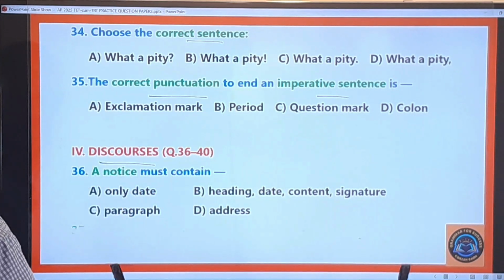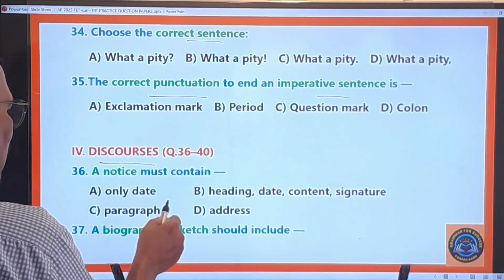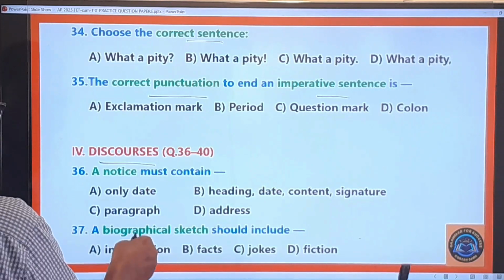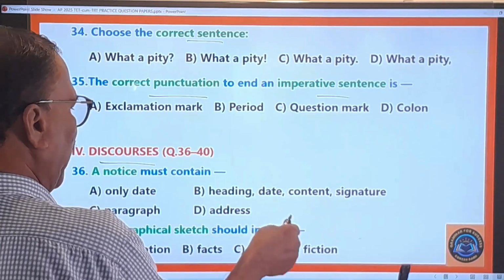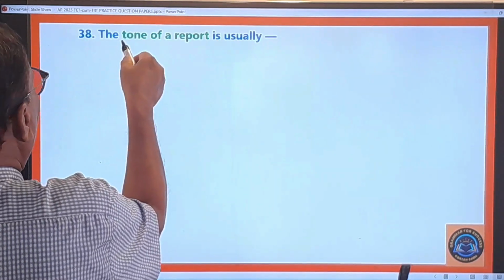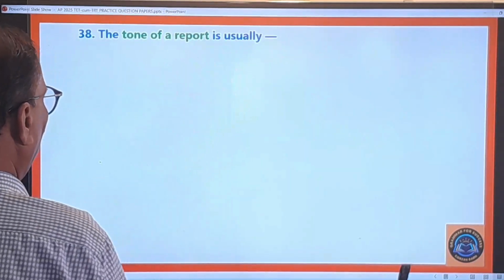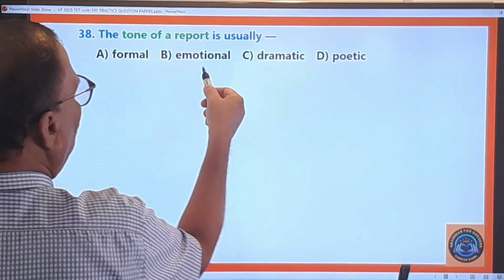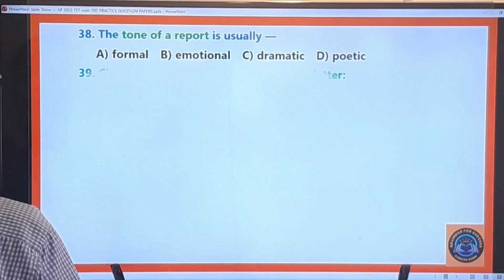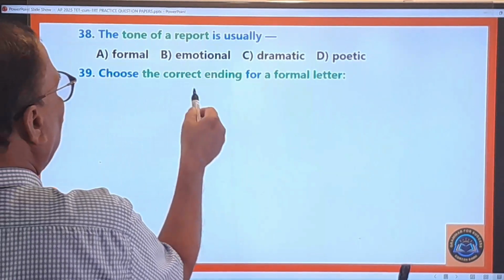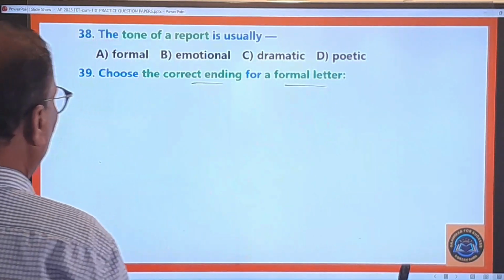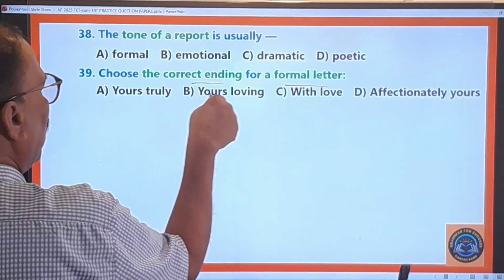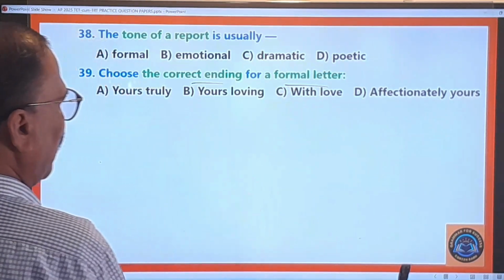Okay, and you go to the 37th question, a biographical sketch should include what? Imagination, facts, jokes, fiction. 38th question, the tone of a report is usually formal, emotional, dramatic, poetic. And 39th question, choose the correct ending for a formal letter. Okay, yours truly, yours loving, with love, affectionately yours.